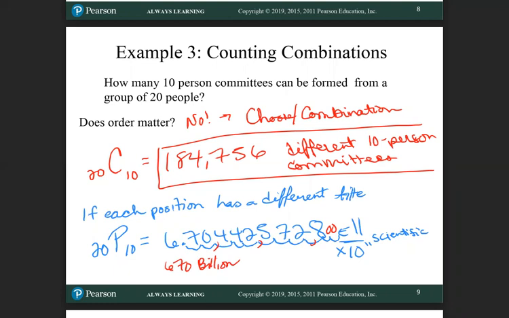So from 20 people, in order to make a 10-person committee, I had 184,000 options. In order to make a 10-person officership where each person has a different title, there are 670 billion options. Okay, so permutations give you way more specificity. So combination: order does not matter. Permutation: order does matter. When the order matters, I should have more options to choose from.